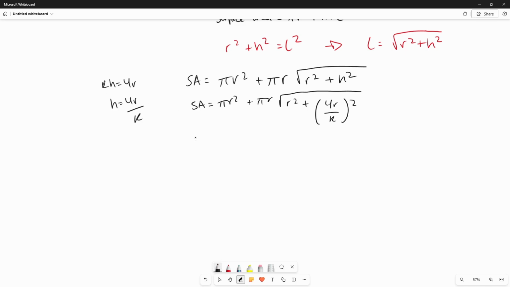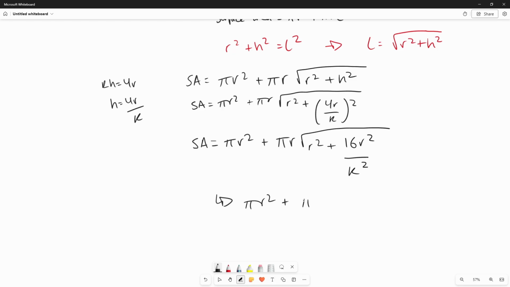Questions like these usually require lots of algebraic manipulation to get to the answer. That's what we'll go through. I'll go through that with you guys. I'm going to expand the brackets out. 16r squared over k squared. I'm just going to put an arrow here. pi r squared plus pi r.